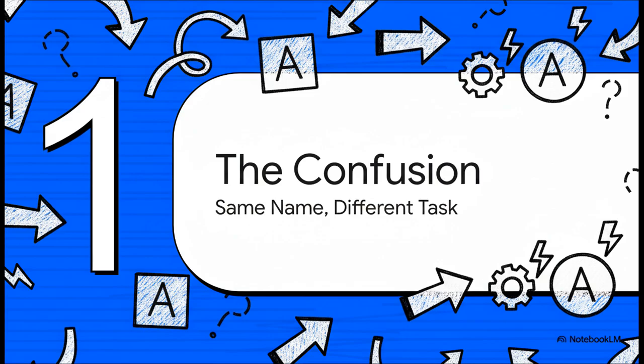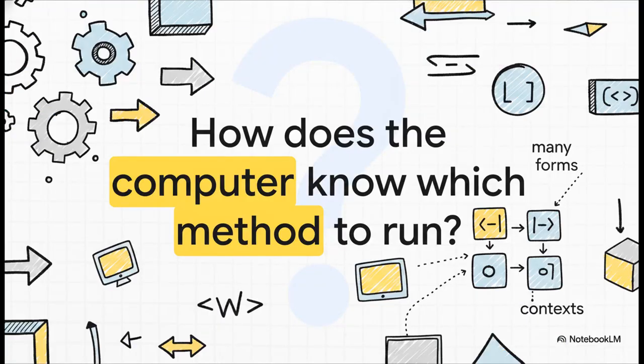Let's get into it. You know, in traditional programming, every single function needs its own totally unique name. But in OOP, that strict rule just gets completely tossed out the window. Seriously, have you ever looked at two identical method names and wondered, how on earth does the computer know which one to run without just crashing?